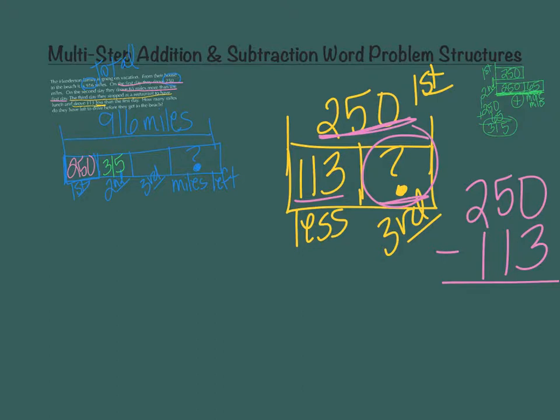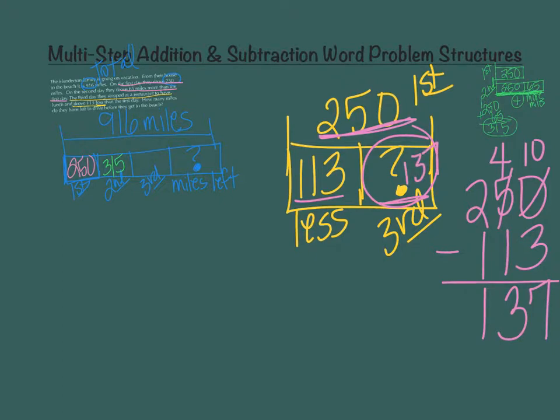Yes, regroup. So let's regroup. We're going to the tens. 5 turns 2. Good. 4. The 0 is now, good, 10. Now can I subtract? Perfect. 10 minus 3. Good. 7. 4 minus 1? 3. And what is 2 minus 1? 1. Excellent. Okay, so this is my answer for the third day.